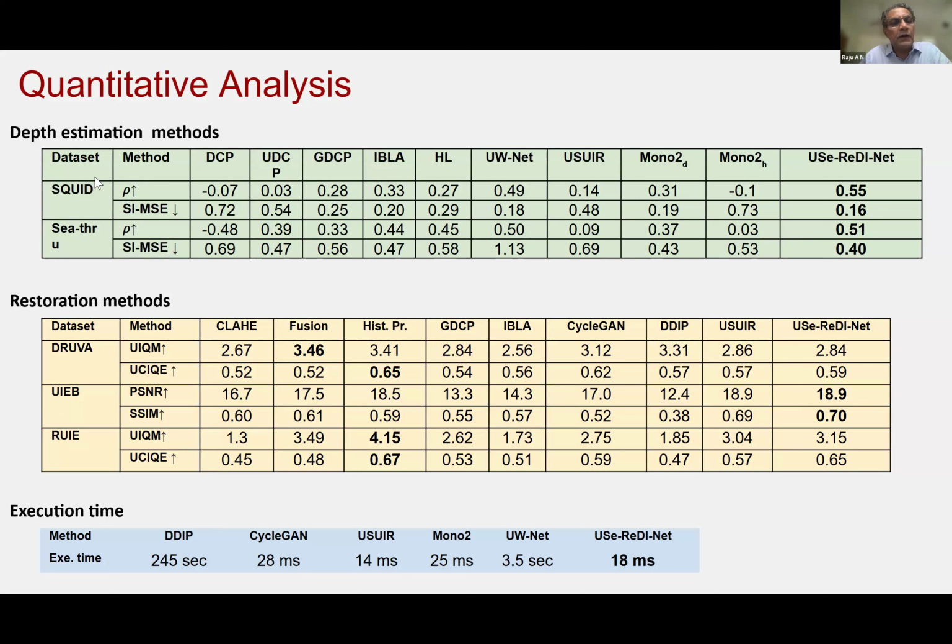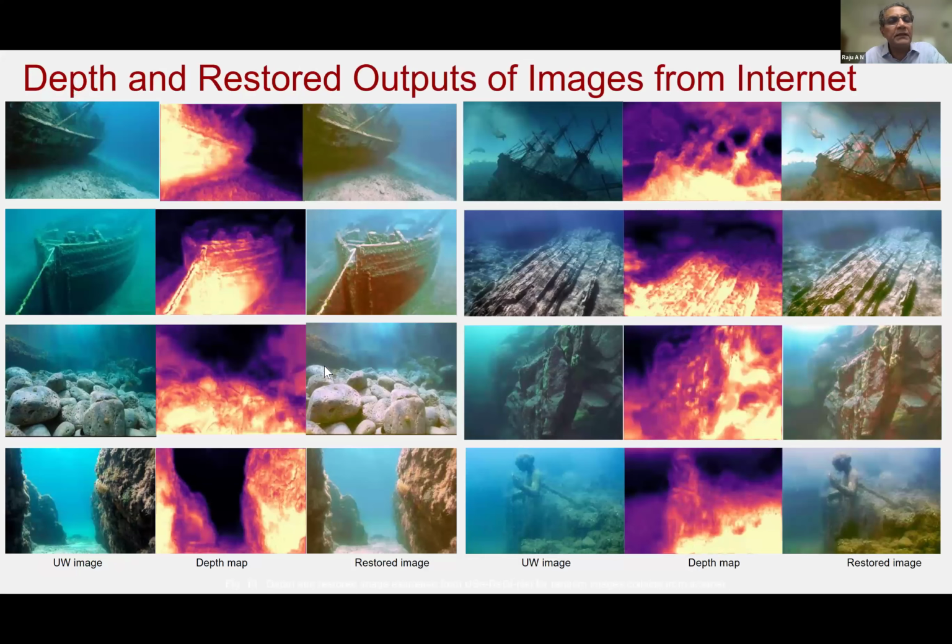We trained our network on our data set, and then when we did testing on these unseen data sets, we still did very well, even though we had a network which hadn't seen squid data or the see-through data. In terms of restoration methods, there's nothing like really a ground truth. What we have is only a pseudo ground truth, which is for UIEB. For the other two, DRUVA and RUIE, there's nothing like a ground truth. So the only thing is we had some no-reference metrics, which we again compared with a whole lot of methods.